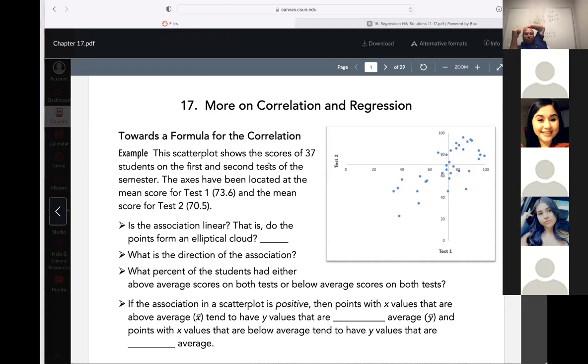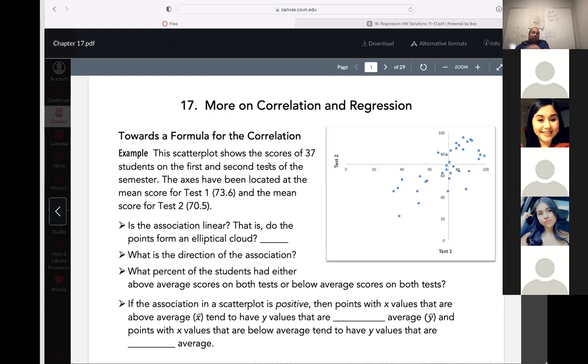It says this scatter plot shows the scores of 37 students on the first and second tests of the semester. The axes have been located at the mean score for test 1, which was 73.6, and the mean score for test 2, which was 70.5. So those two lines, the horizontal line and the vertical line, are at the means of test 1 and test 2. So is the association linear? That is, do the points form an elliptical cloud? Like, they're not going to always fall on a line, but they basically form an ellipse either in one direction or the other.